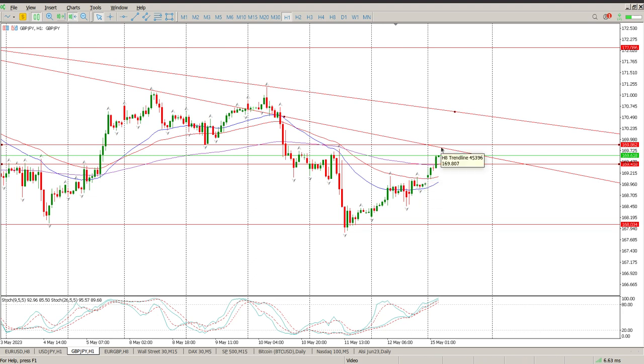So we're looking at anything at 169.807 to 169.862. You'd be looking for a rejection there. Stop is going to be above the price action. Play the price action. So we're looking for a pin bar, inside bar, engulfing bar off this area for a move to the downside.